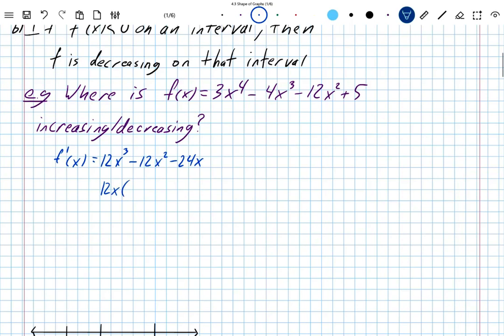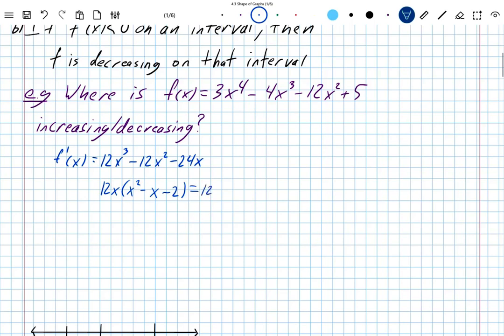Pull out that 12x and get an x squared minus x minus 2. Oh, sorry, it almost didn't pull out that 12x. There you go. And you might be able to factor that real quick as well, a little bit further.